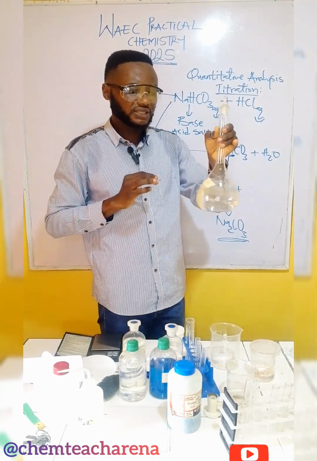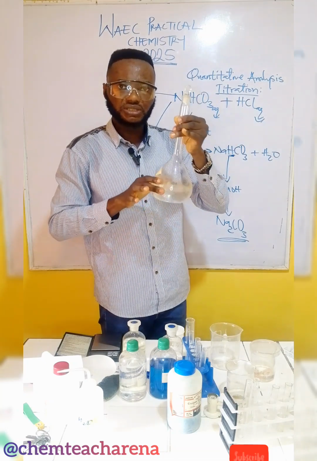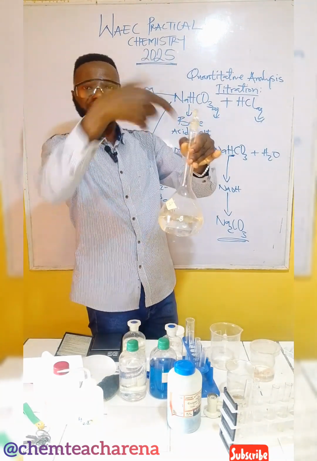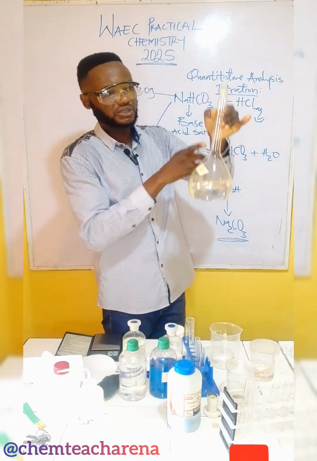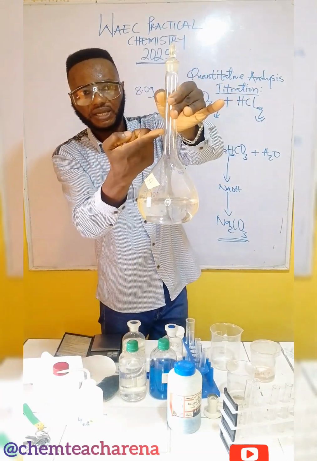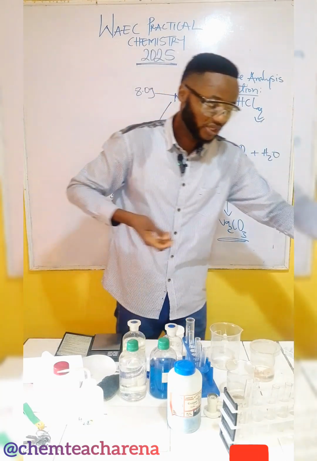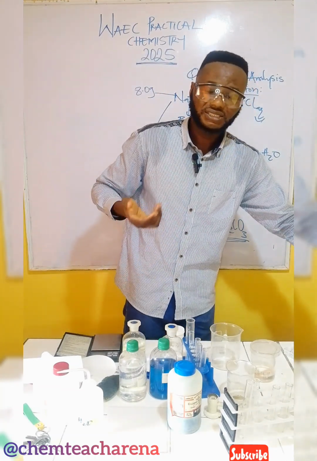Then after that, you shake it, and shake it. After shaking for a while, fill it with distilled water. You now add more distilled water for it to get to this mark. Once you get to this mark, you have prepared the acid. It's as simple as that.